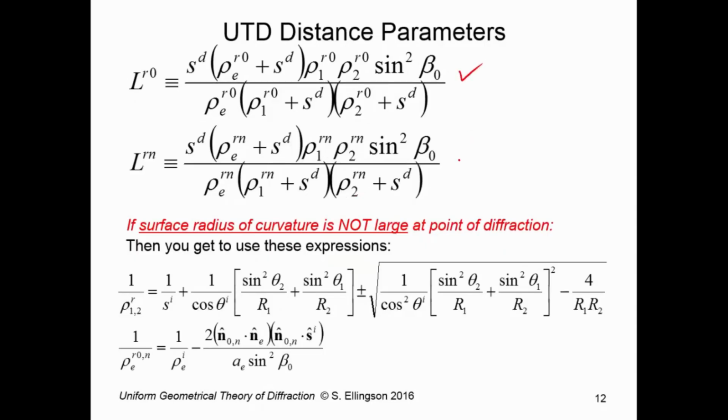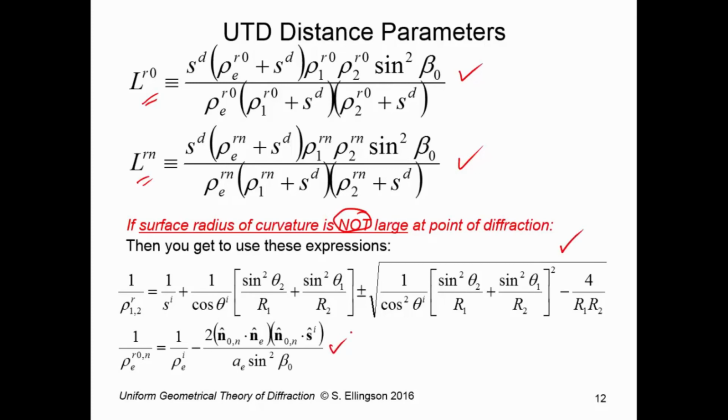So we have these 2 L parameters, these 2 distance parameters associated with reflection. These are the 2 that are associated with reflection from the zero face and from the n face. Now, what happens if the surface radius of curvature is not large at the point of diffraction? In that case, the reflected wavefront curvatures cannot be assumed to be equal to the incident wavefront curvatures, in which case it gets kind of complicated. These are the relevant expressions.